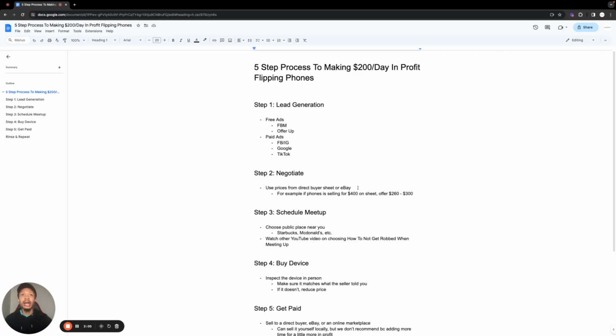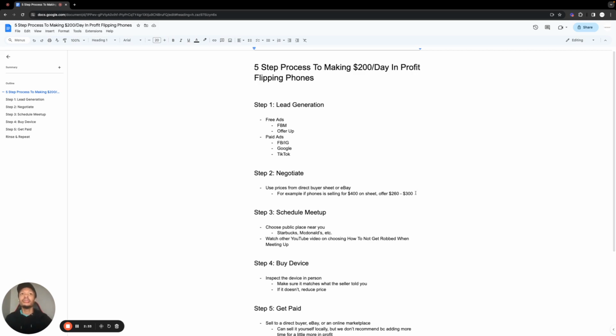So you negotiate, and how we negotiate, we use prices from either a direct buyer sheet or eBay, mainly from direct buyer sheets because it's much quicker than typing items on eBay to see how much they're selling for. So, for example, let's say a phone is selling for $400 on a direct buyer sheet. We will quote $260 to 300. You really want to quote lower and work your way up just in case the person doesn't agree with the first offer. Because if you quote high, then there's no wiggle room to negotiate, right?